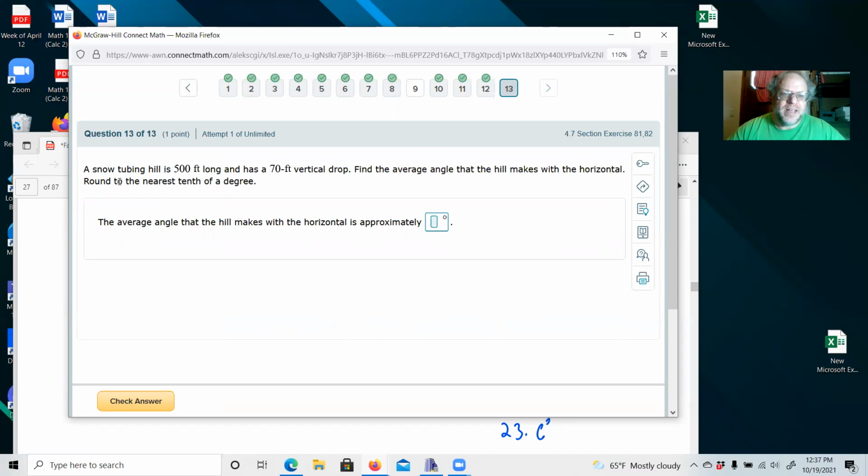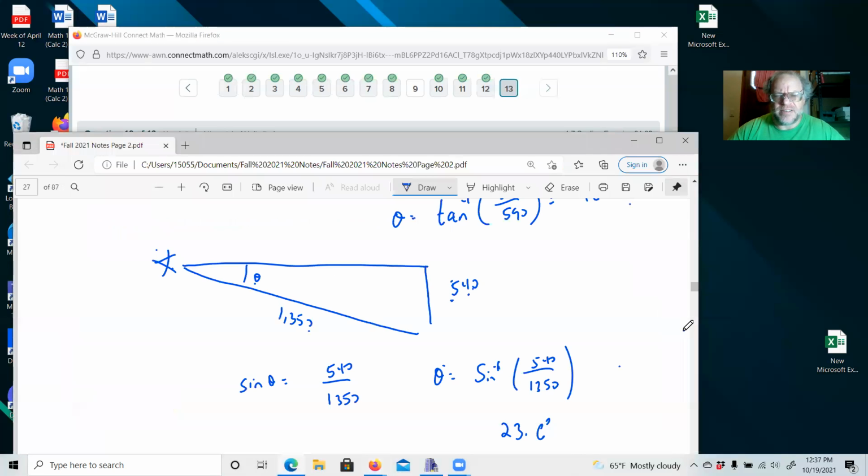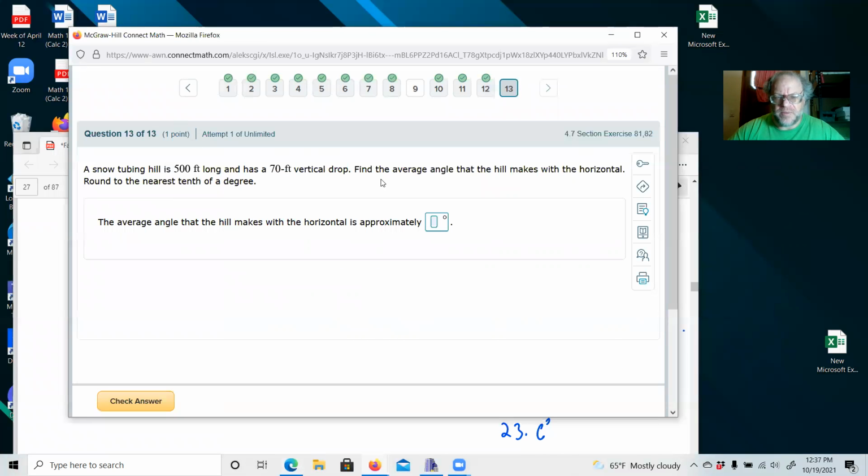So, a snow tubing hill is 500 feet long, with a 70-foot vertical drop. Find the average angle the hill makes with the horizontal. Round to the nearest degree. Actually, I think that's the same problem we just did. So I'm not going to do that one either. They may have decided this is the horizontal distance versus the hypotenuse, but I think this is the hypotenuse. So I think it's the problem we just did, and I'm not going to do that one.